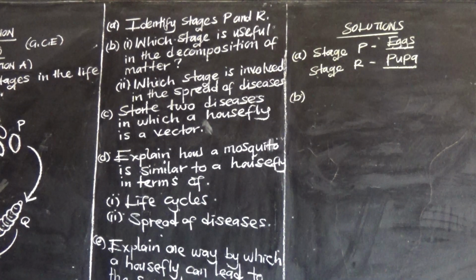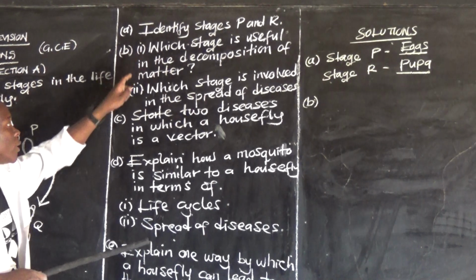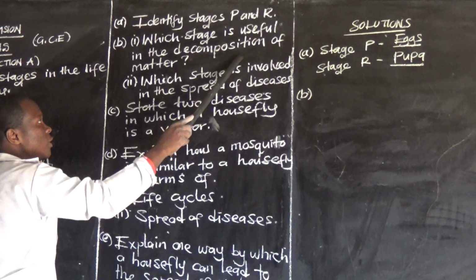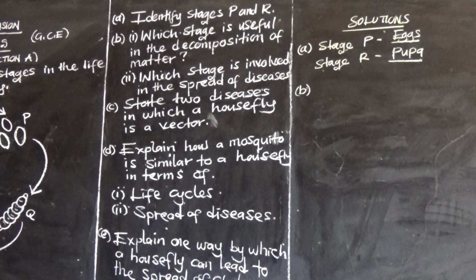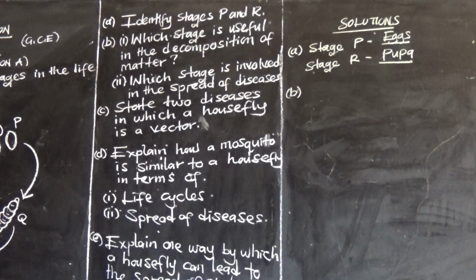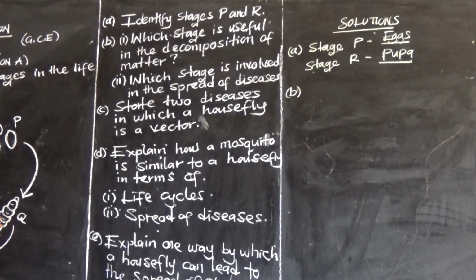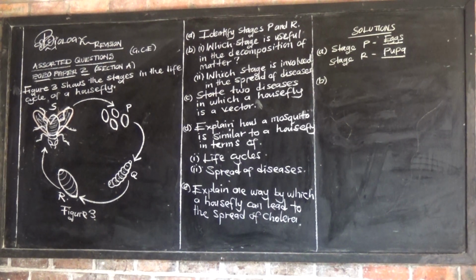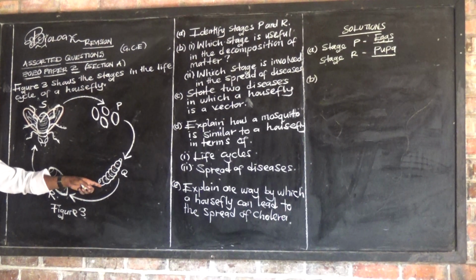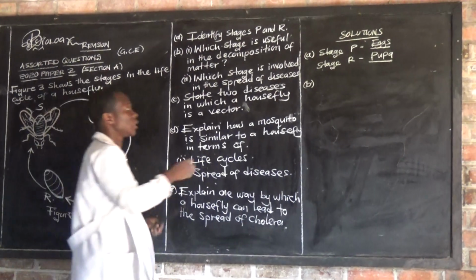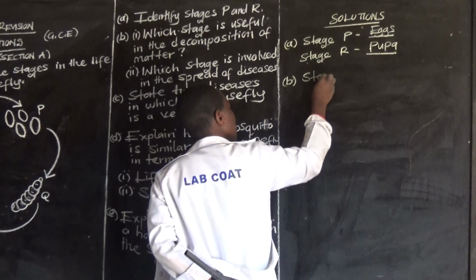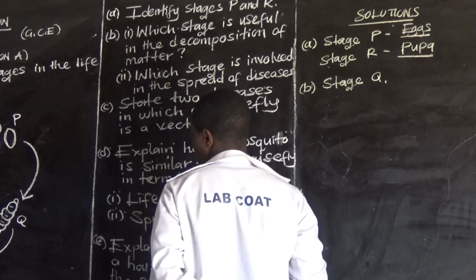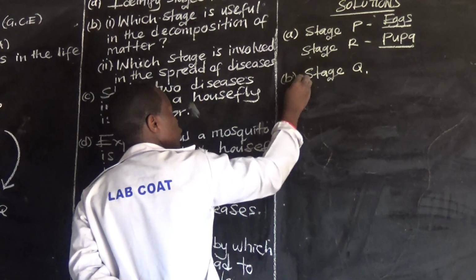Then let us look at question B. Question B has 2 parts, Roman numeral 1 and Roman numeral 2. It asks which stage is useful in the decomposition of matter. Looking at stage Q and stage R, the stage responsible for decomposition of matter is stage Q. So the answer is stage Q, which is the larva. This is Roman numeral 1.